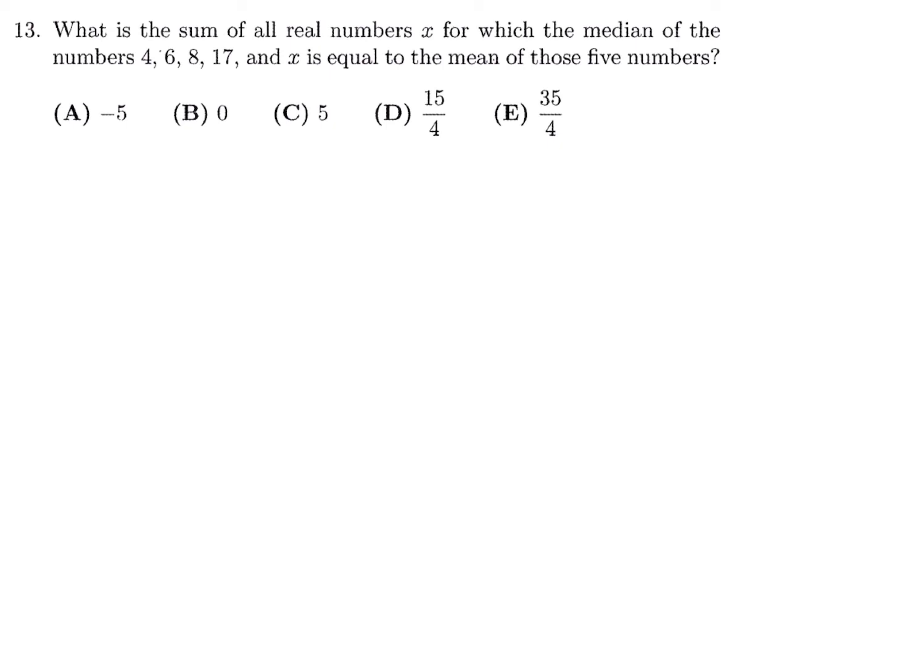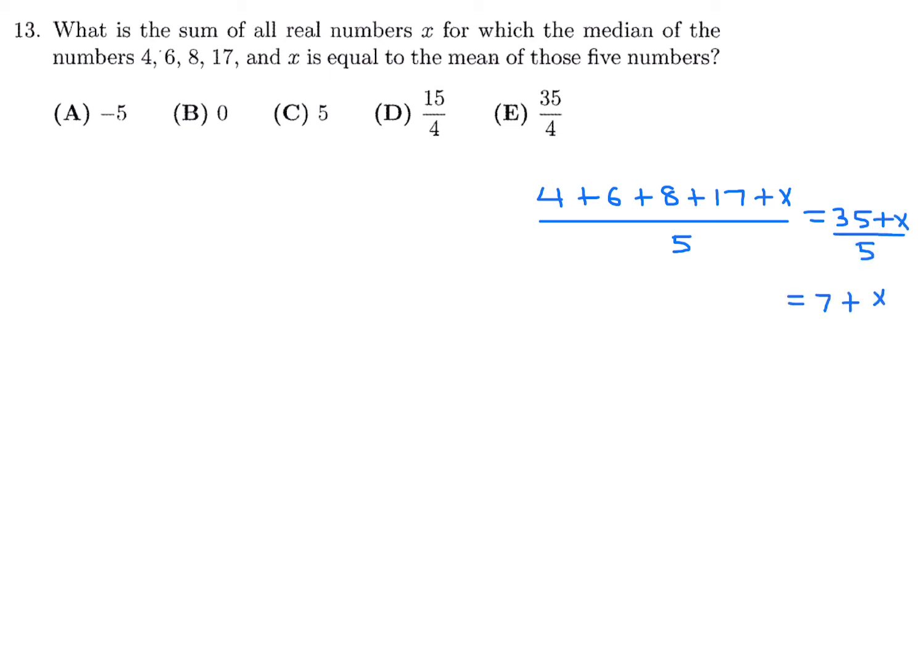What is the sum of all real numbers x for which the median of the numbers 4, 6, 8, 17, and x is equal to the mean of those 5 numbers? All right, the mean, let's just do that first. 4 plus 6 plus 8 plus 17 plus x. And then, of course, you divide by 5. And that is what? 35 plus x divided by 5. Or if you really want to, 7 plus x over 5.